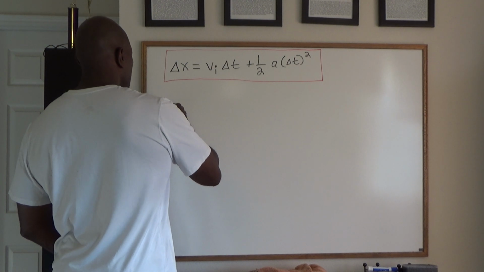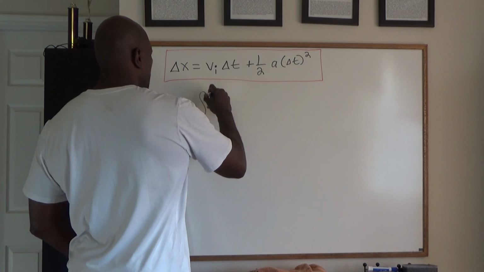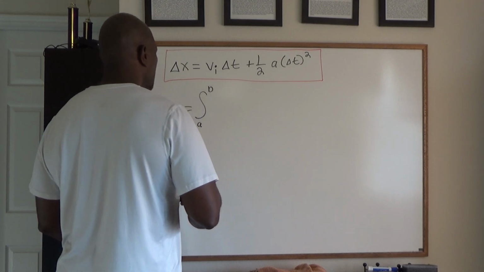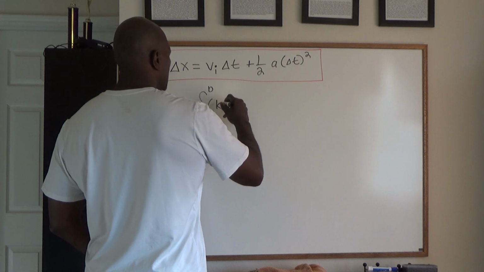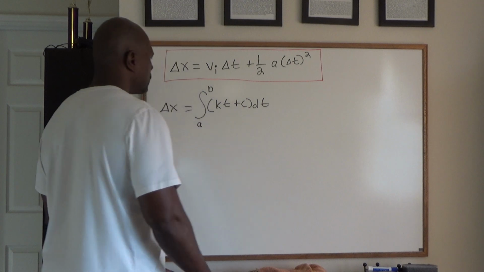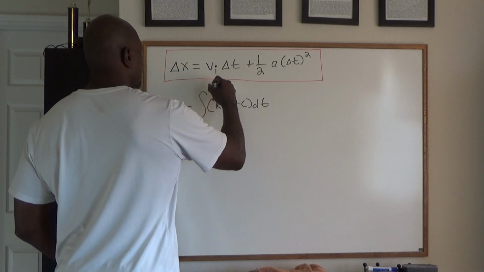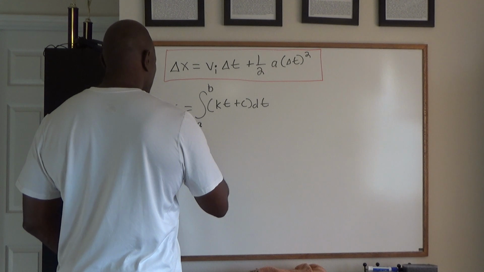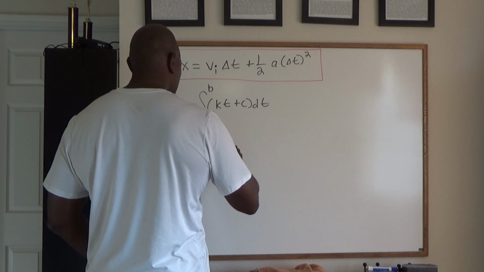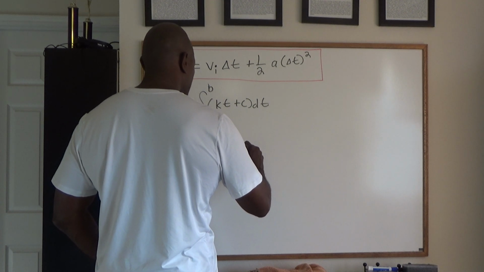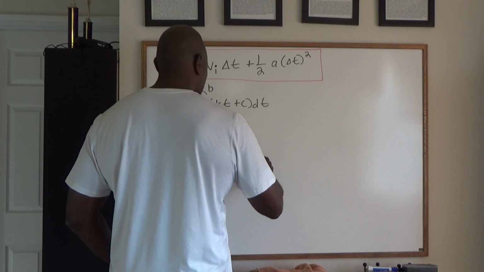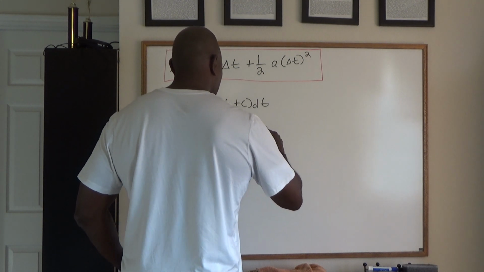So therefore our displacement will be the integral from a to b of the velocity function. The velocity function, if you recall, is k times t plus c. So we're integrating that with respect to time. That particular integral would be 1/2 k t squared plus c t, to be evaluated from a to b.